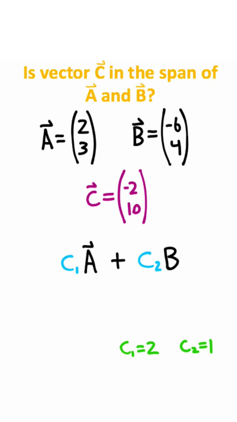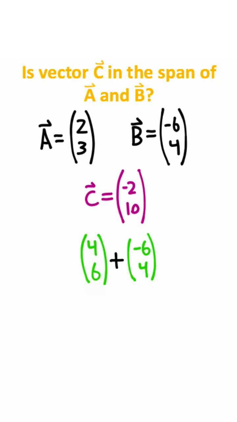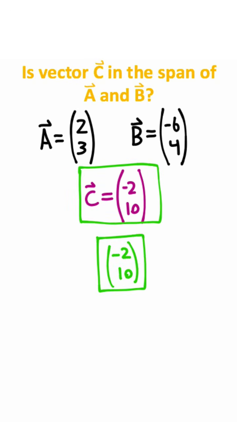I'm going to take C1 and C2 and plug them into this combination. I'm now going to take the two vectors and scale them by the corresponding constants and then add the components together. And notice here that the two vectors match. That means we are in the span of A and B.